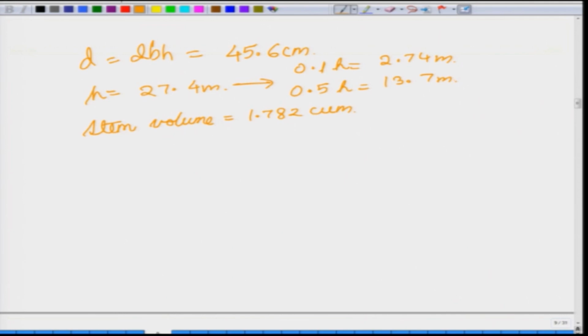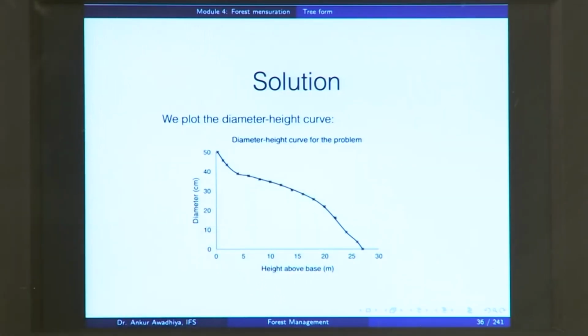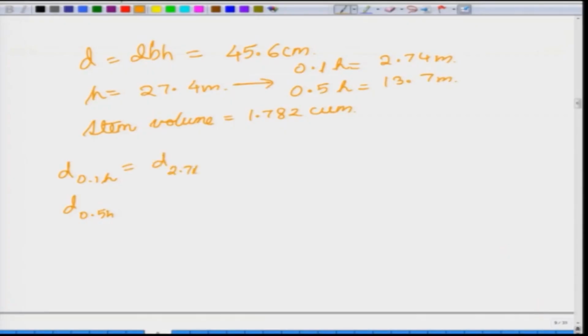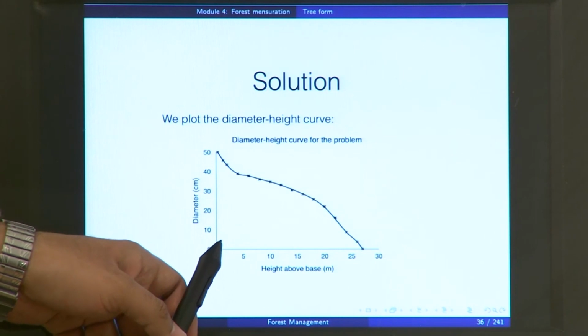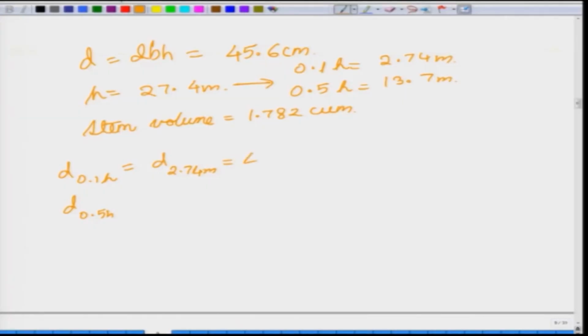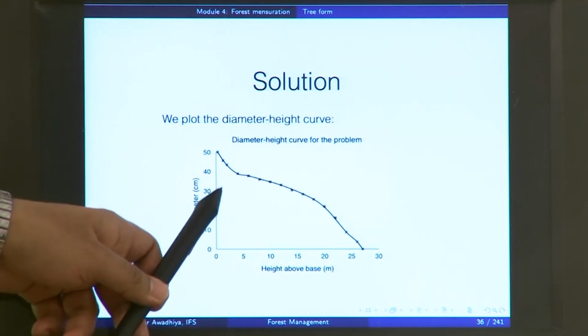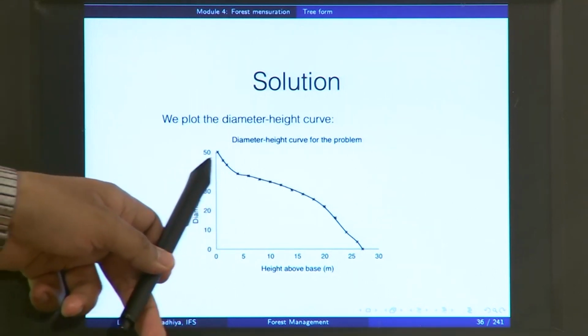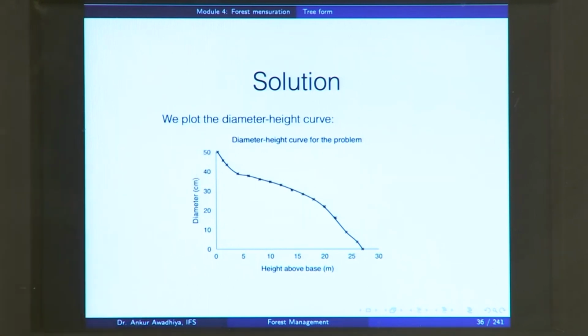Now, we want to find out the diameter at 0.1 h and the diameter at 0.5 h, and we can use this curve to find these diameters. So, the diameter at 0.1 h is the diameter at 2.74 meters. At 2.74 meters, roughly this point, the diameter would be roughly this value, which is 40.2 centimeters. Diameter at 2.74 meters: you draw a straight line and you get the value of the diameter at this point, at this height.